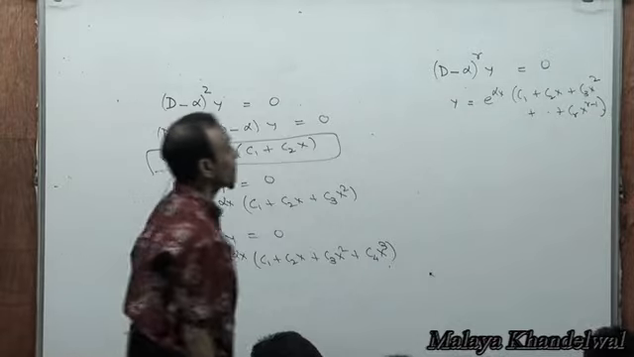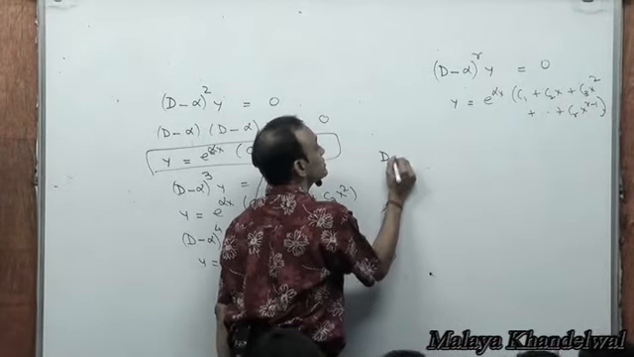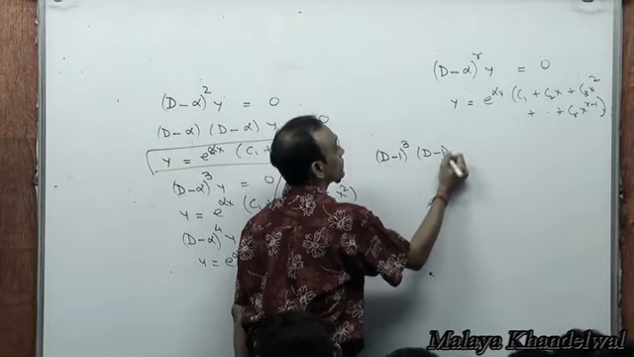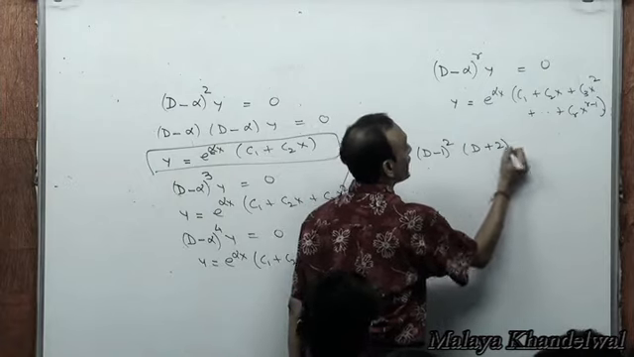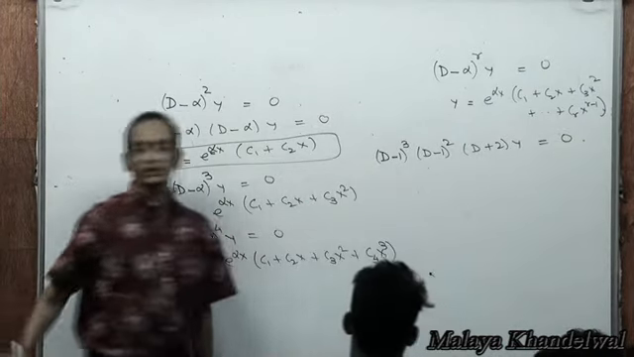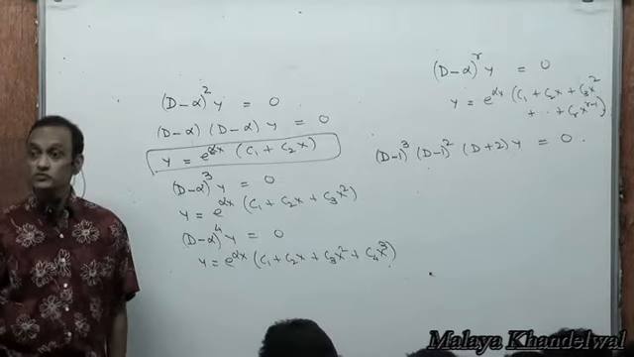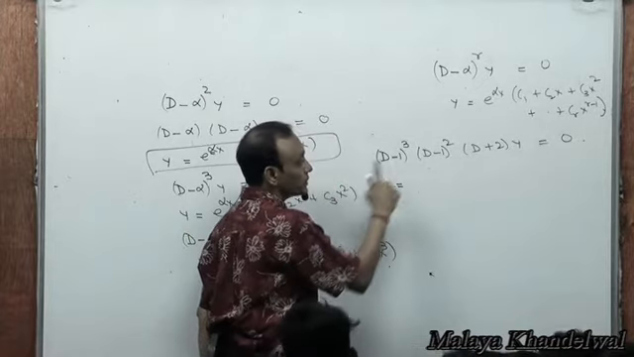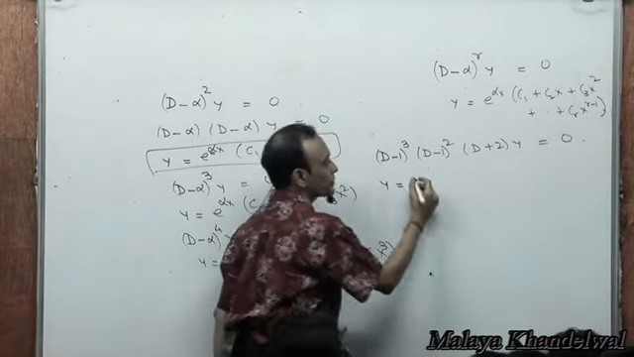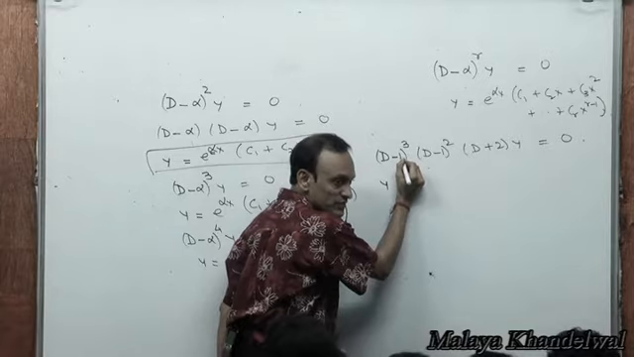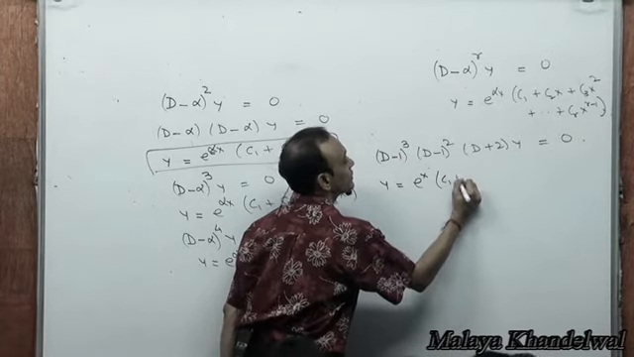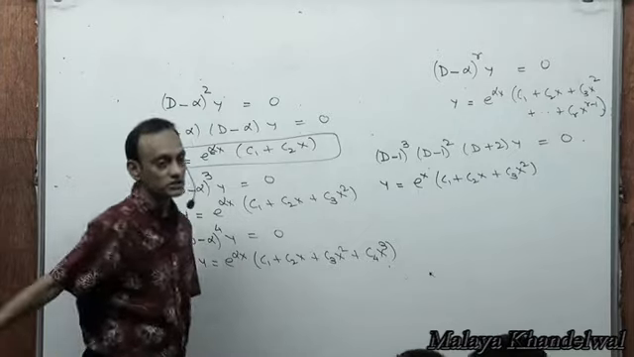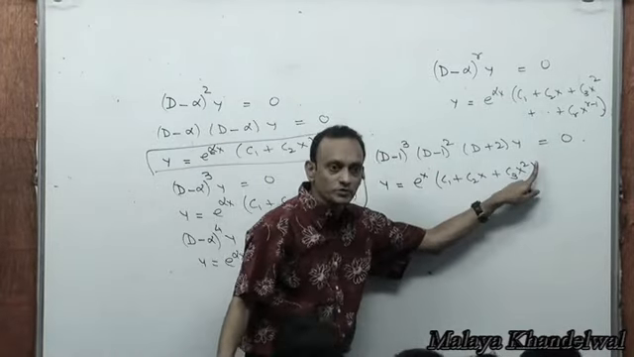So if I had, say, (D minus 1) whole cube into (D minus 1) whole squared into (D plus 2) acting on y is 0. If this was my differential equation, the contribution made by this factor is going to be e to the power alpha, which is 1 here, x into (c1 plus c2x plus c3x squared). It's of degree 3, so it must produce 3 arbitrary constants.